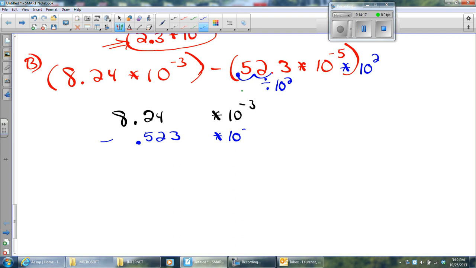And now I can subtract. I like to put my zeros in as placeholders. Okay. Now, there's a couple ways to think about this. One is to borrow, and that's a great way to think about it. You could also think about it like this.